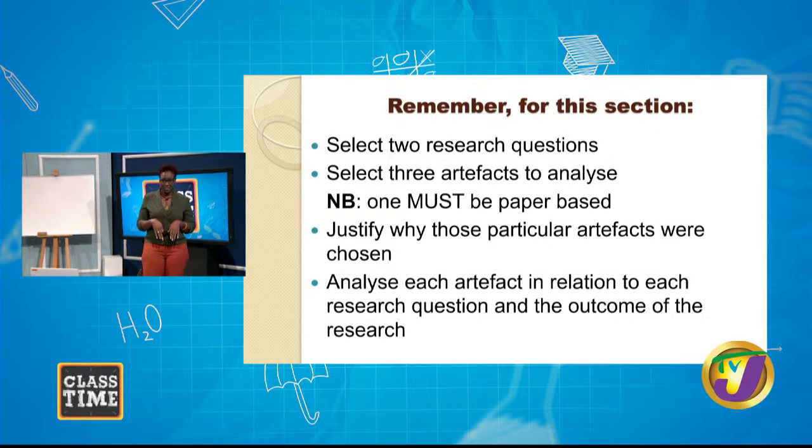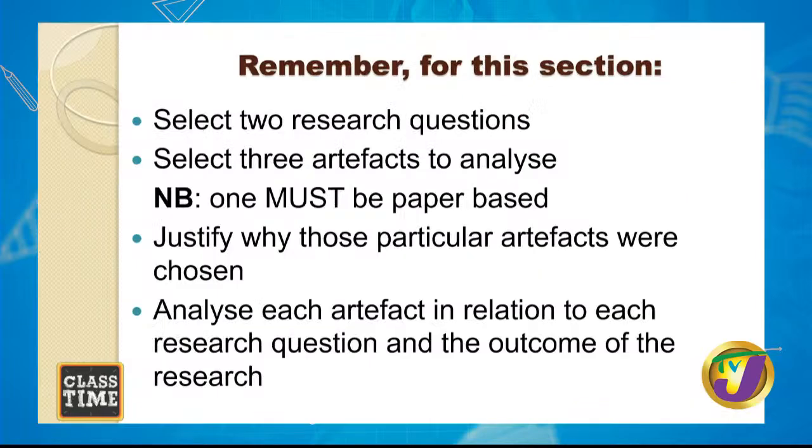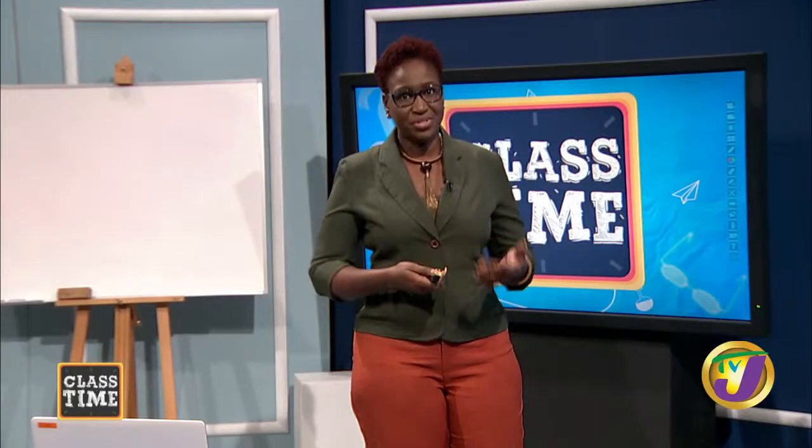So, to recap for this particular section, you're going to select 2 research questions. Remember, everybody comes together, you contribute your questions, pick 2 out of those. Then you're going to select 3 artifacts to analyze. Remember now, one has to be paper-based. Then you're going to justify why those particular artifacts were selected. Then you're going to analyze each artifact in relation to both the research question and, of course, the outcome of the research. So to what extent did it answer the research question?